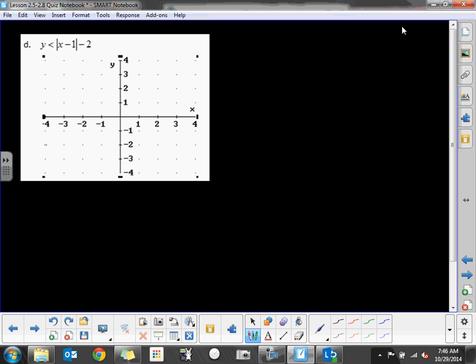Question 2d, we have y is less than the absolute value of x minus 1, minus 2. Again, we need to recognize what we're working with. We're working with an inequality, which is going to require us to use shading in our graph. Second thing we should be recognizing is that we have an absolute value graph, so that means it's going to be V-shaped. And then we've got to do some transformations on it. We've got two transformations that we have to perform. We have to slide it right one and down 2.